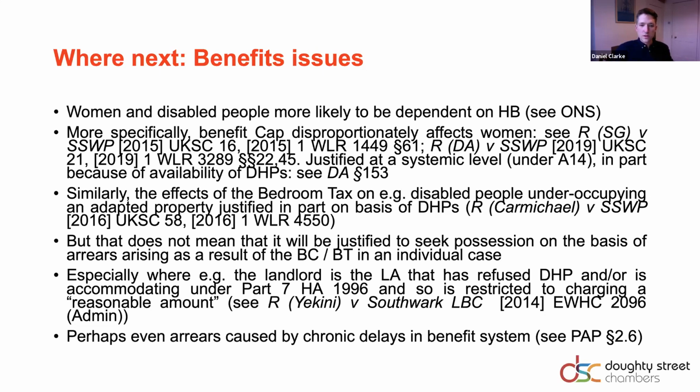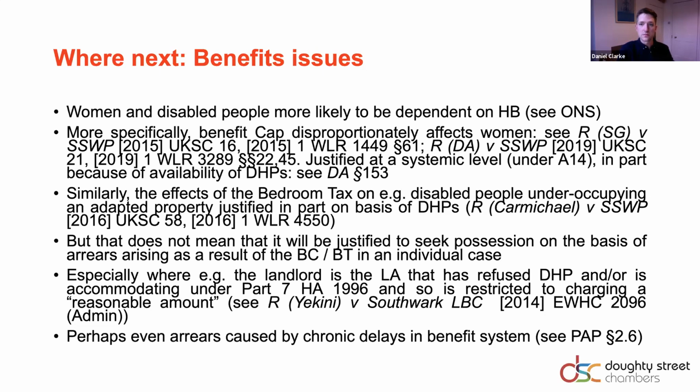But more specifically, there have been the strategic challenges to both the benefit cap and the bedroom tax, both of which accepted that those measures disproportionately affected women in the case of the benefit cap, and in the bedroom tax there were a number of groups, including, for example, disabled people who were under-occupying an adapted property. But in both those cases, the court held that the policy at a systemic level was justified, i.e. that the government was entitled to bring in the benefit cap or the bedroom tax. And that justification was, at least in part, the court said, because of the availability of discretionary housing payments.